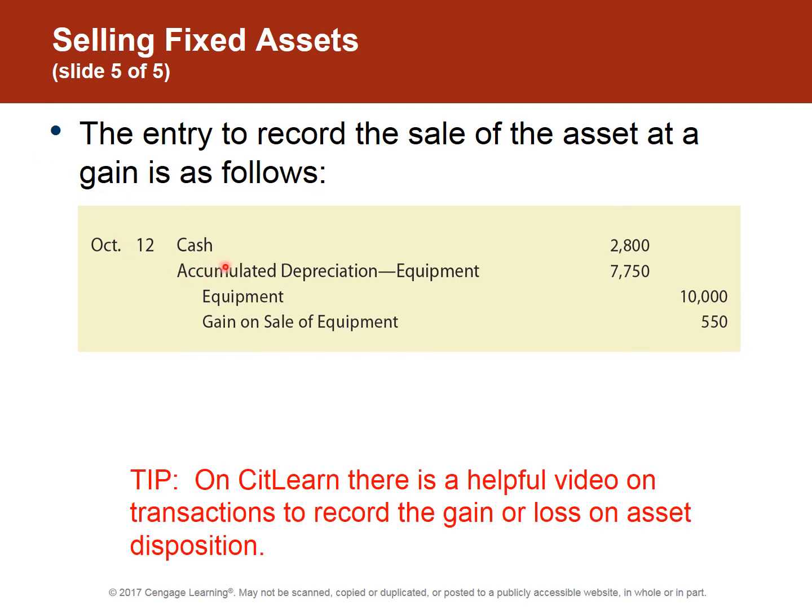If we record a gain, that would mean that we sold it for more than $2,250, and in this case the cash that came in was $2,800 compared to our book value, which was $2,250, and that means we have a gain. Let me show you something that should be evident to you. Notice that the gain on sale of disposition is a credit because it's a type of revenue, and revenue is increased by a credit. The same for losses. Losses are like an expense and they are a debit. So note my tip. On SitLearn, there's a very helpful video that might help you with recording the gain or loss on asset disposition.